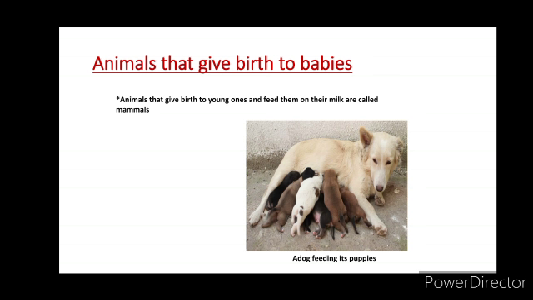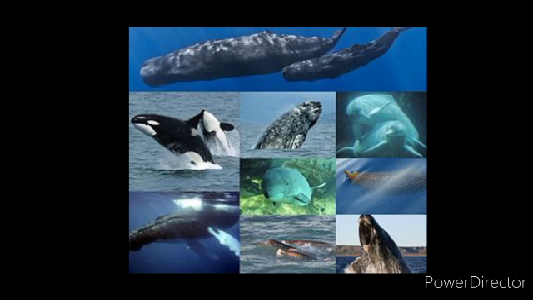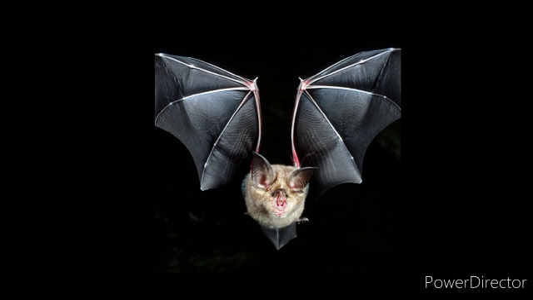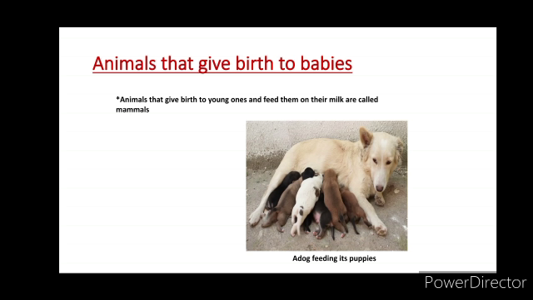So, animals that give birth to young ones and feed them on their milk are called mammals. Mammals belong to vertebrates, because mammals have backbone. Most mammals have hair on their bodies and external ears. Humans, dogs, cats, horses, lions, bears, and elephants are some examples of mammals. Dolphins and whales look like fish, but they are mammals. Even bats are mammals. The baby develops inside the mother's body.